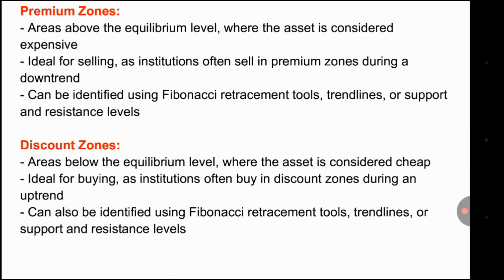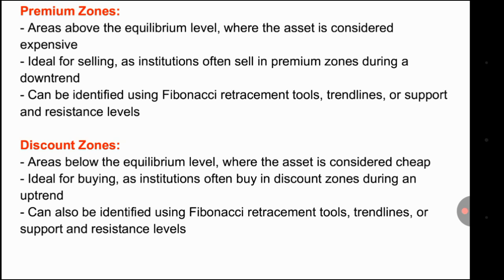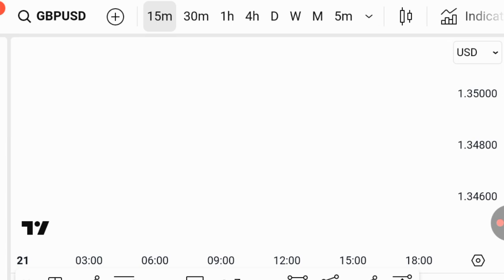So for discount levels, now discount zones are below the equilibrium level where the asset is considered cheap, okay, which is at the support, the demand level. It is considered cheap, ideal for buying, as institutions often buy in discount zones. So it is the opposite of premium zone. Okay, discount is the opposite of premium and premium is the opposite of discount. Now let's look at how it works. Now I'll be making some designs here to show you how it is being done.